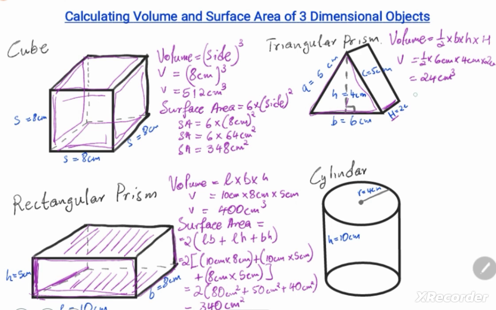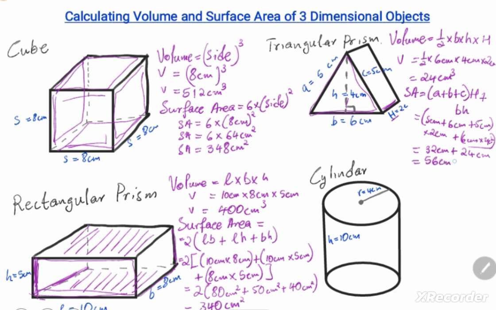And the surface area, the formula for surface area, let me just call it SA, will be (A plus B plus C), close bracket, times the perpendicular height, plus B times the base times the height. So if we substitute here, A is 5 centimeters plus 6 centimeters plus 5 centimeters, multiplied by 2 centimeters, plus B is 6 centimeters multiplied by 4 centimeters. So the first section will be 32 centimeters plus this one here, 24 centimeters. So we'll have a total of 56 centimeters squared.